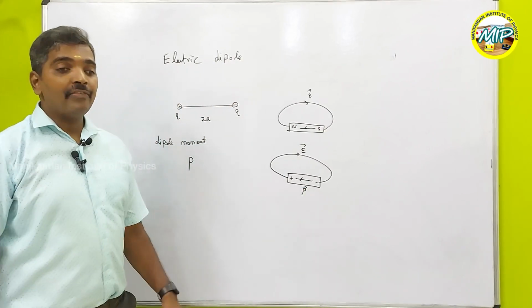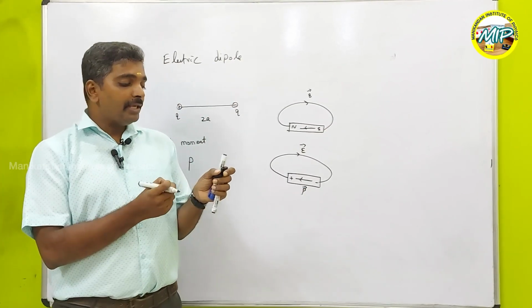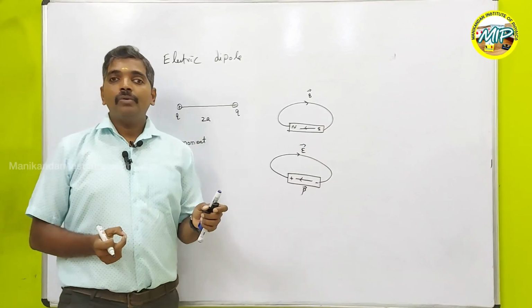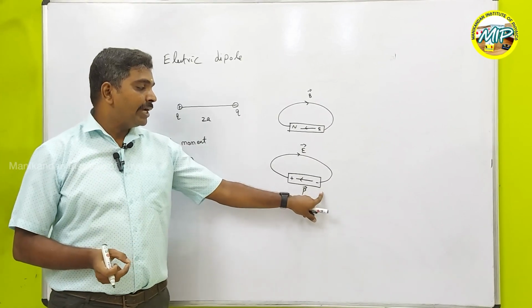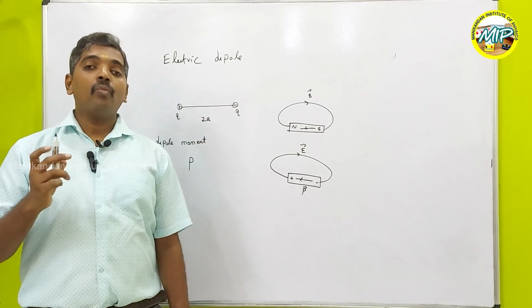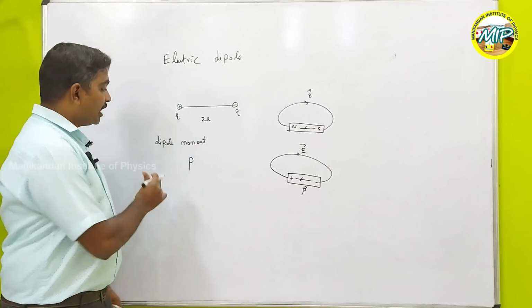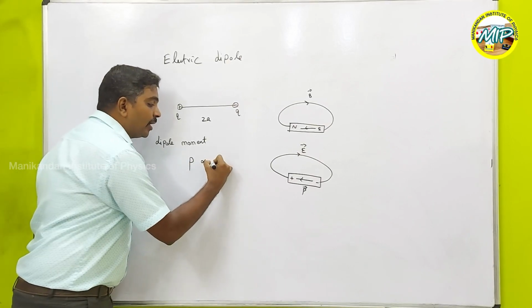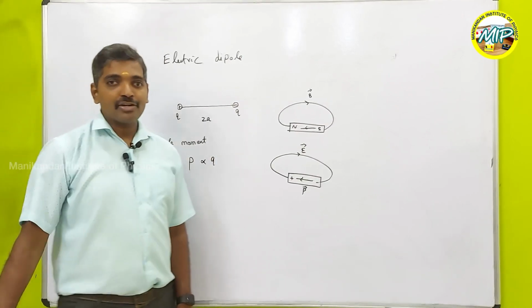So the dipole moment is a vector quantity. Your P is a vector quantity. It always points from negative to positive, right? And the electric dipole moment is directly proportional to the magnitude of the charge.